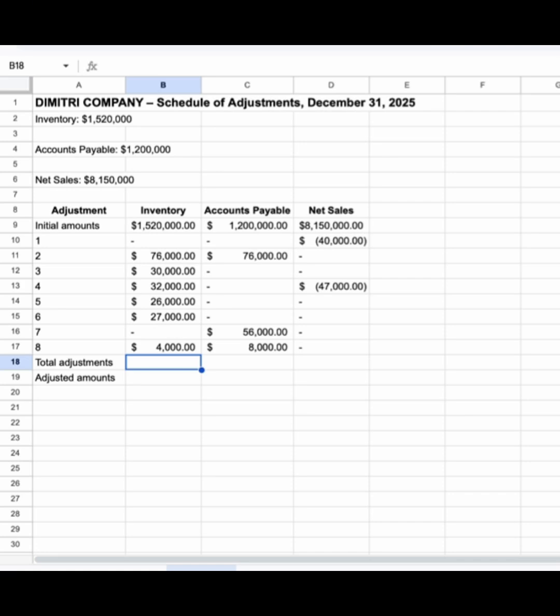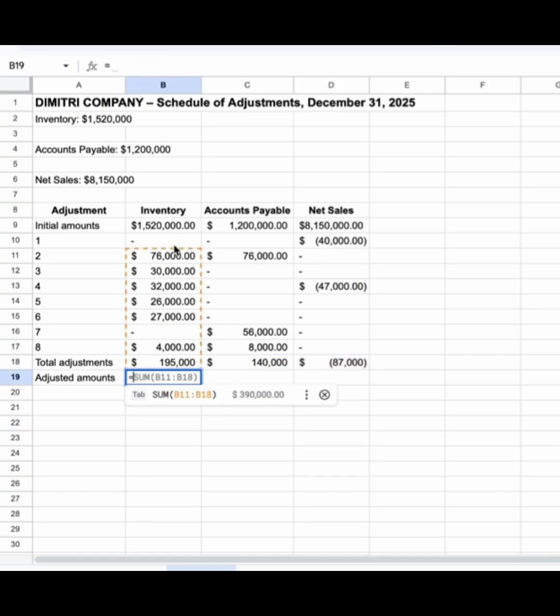Let's sum up the adjustments. Inventory increased by $195,000. Accounts payable increased by $140,000, and net sales decreased by $87,000.